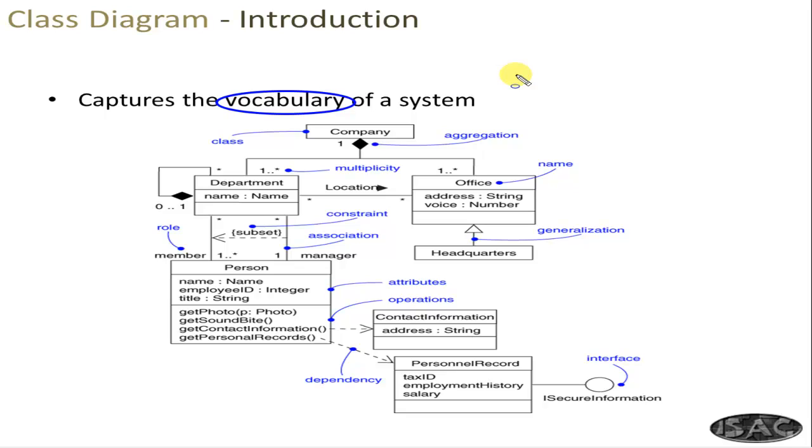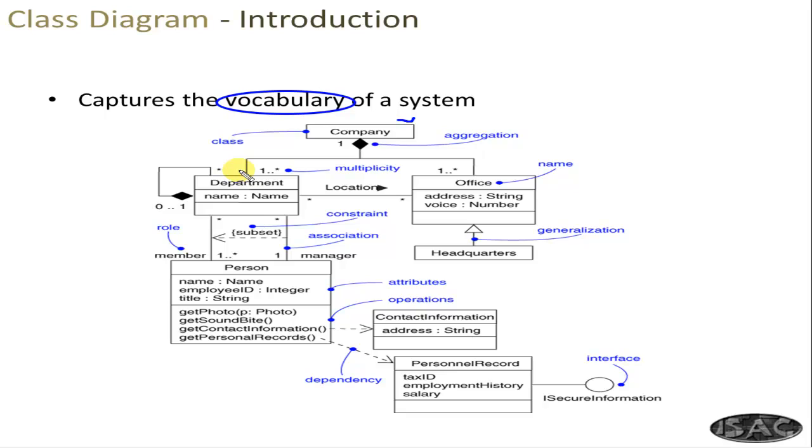Now here we will see that there are various classes. We have declared one class called company here, and then we have declared a class called department which has a name, and company has another subclass called office.